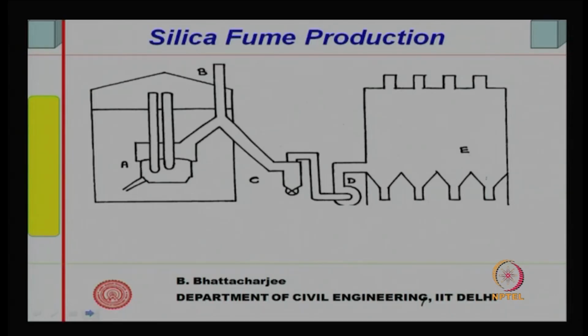The schematic diagram would look like this, where A is the open furnace, B is the stack, C is the pre-collector, D of course is a fan, and E is the baghouse and filter. From the open furnace, the gases go through the stack, some of it is collected, condensed silica fume comes this way, the fume goes out, and after the pre-collector, through the fan, it is collected in baghouse and filters. So, silica fume is another mineral admixture; fly ash is one of them, silica fume is another.